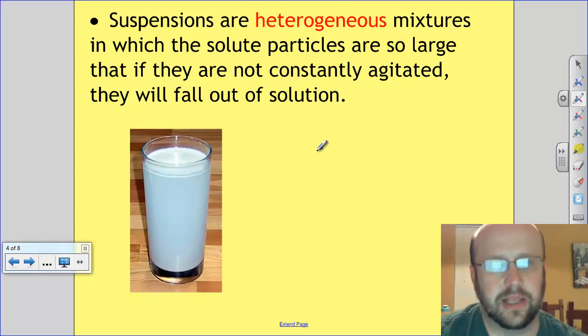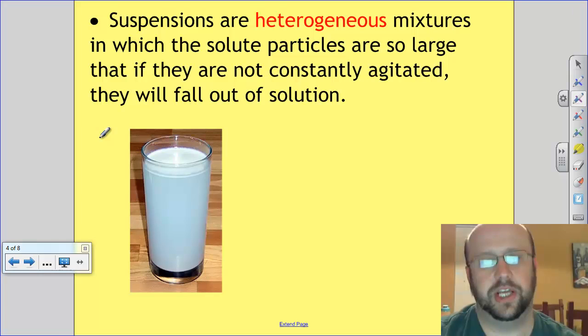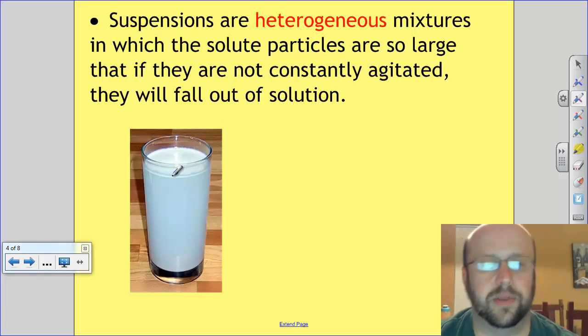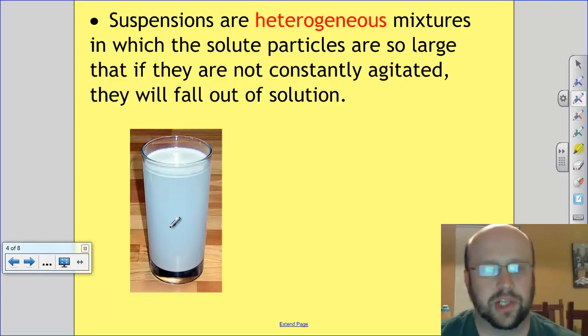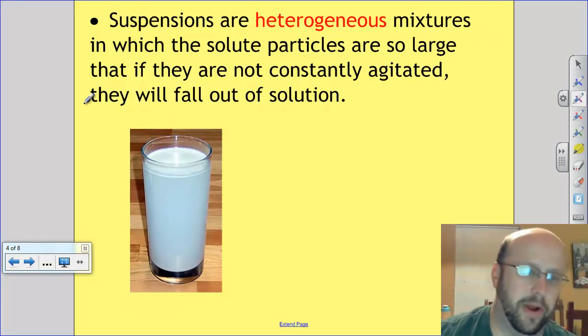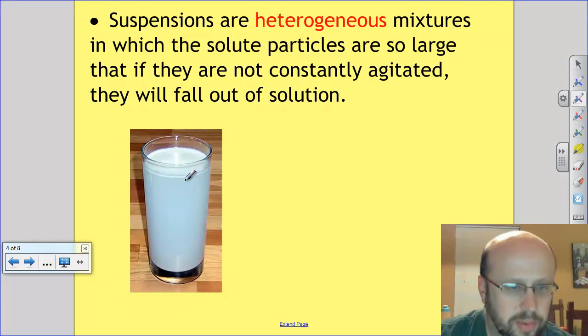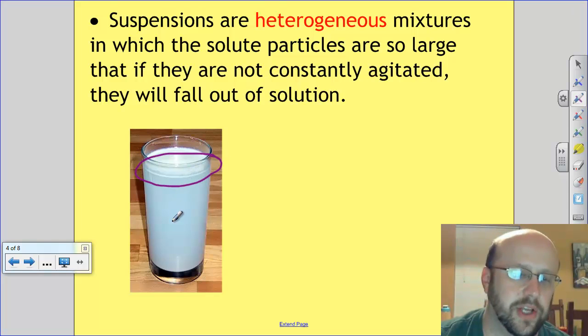Then the next thing that we have are heterogeneous mixtures. Remember, heterogeneous means that two things are different from each other, and this is a pretty good example. This looks like a glass of milk, but it's actually a bunch of flour put into some water and stirred up. After a little period of time, you start to notice that it starts to separate out. If you look right here at the top, you're starting to see a layer where the water's starting to clear and the flour is going to go down.